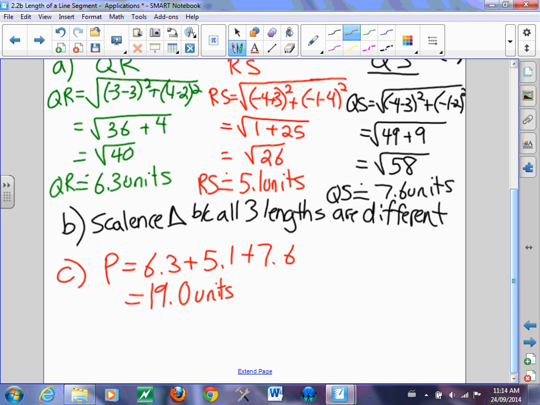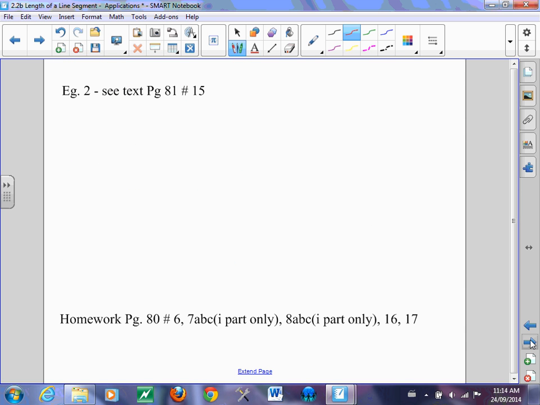All right, next, ladies and gentlemen, our last example is dealing with a real world problem in real life. Just write down in your notes, example 2, C text page 81, number 15. Open up your textbook. It says number 15, Heather and Kim took part in a scavenger hunt. They begin at the same starting point. So I'm going to make a starting point right here.